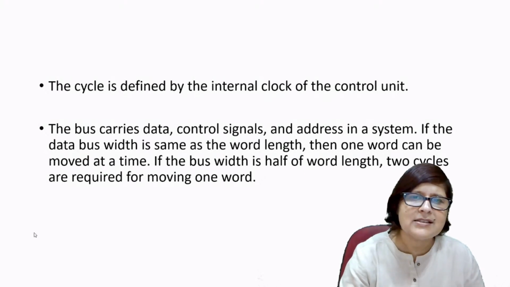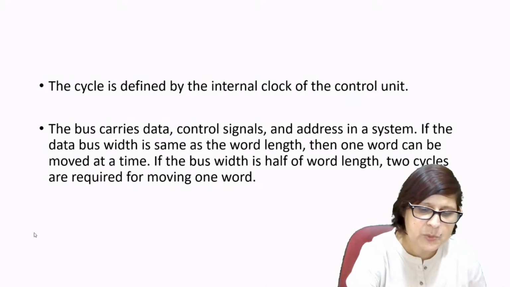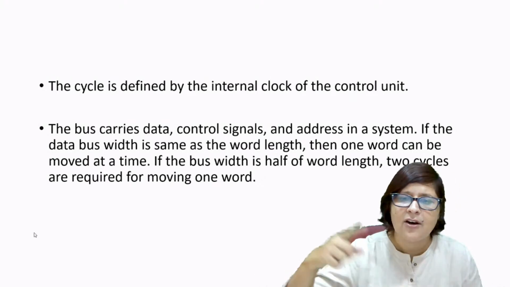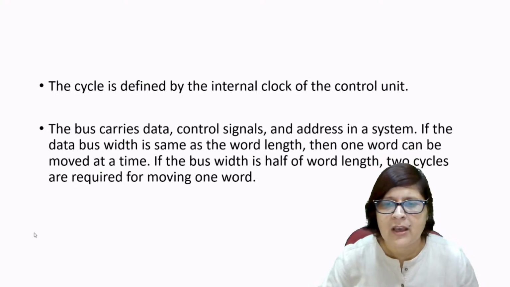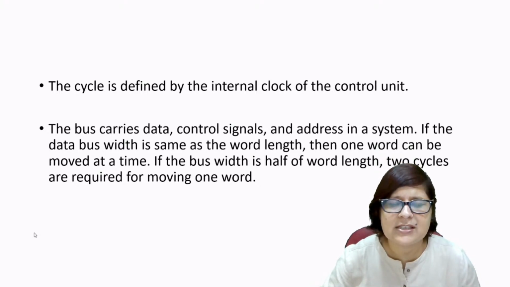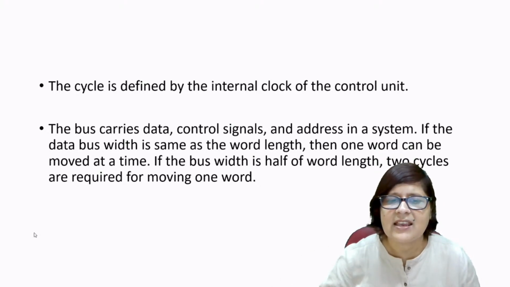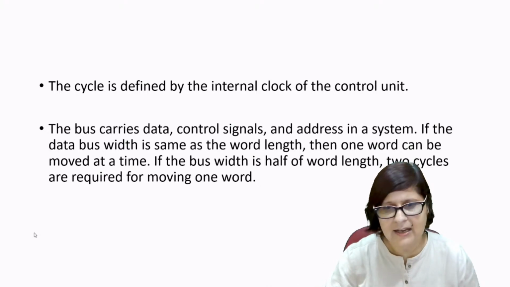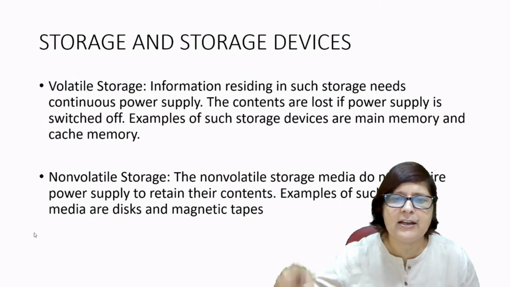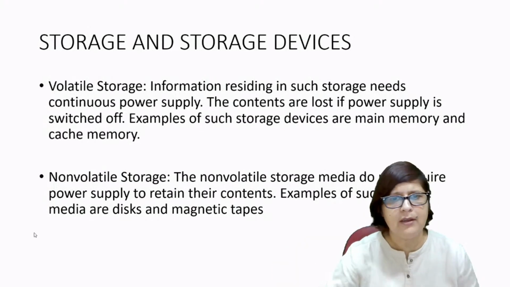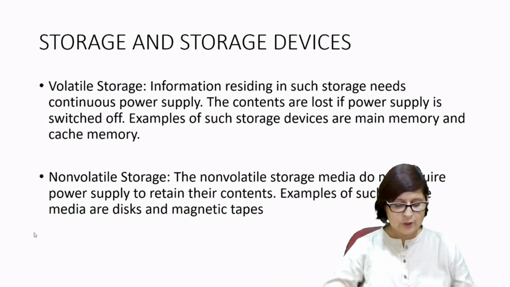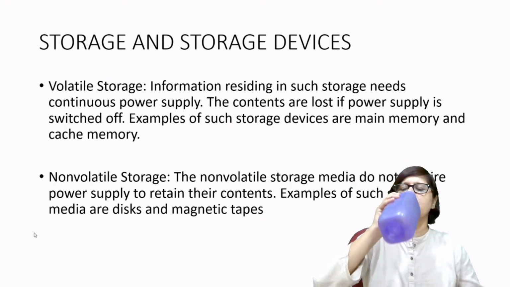And what is this cycle? What is computer speed? The number of words or the number of bits a computer computes in a single cycle. And what is a cycle? The internal clock of the control unit is known as a single cycle. And it depends on the width of the bus, right? Storage and storage devices.